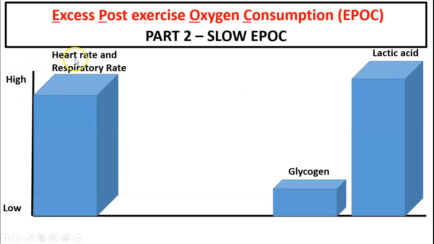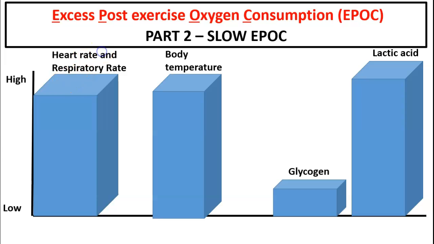We're going to study how these 2 allow us to take the oxygen in and remove any waste products that we don't want. On top of that, we're going to have a look at how body temperature also remains elevated and helps the process of slow EPOC, and then we'll come back to have a look at how, by elevating our heart rate and respiratory rate, we can use the excess oxygen we get from here to allow us to remove lactic acid and to replenish our glycogen stores.